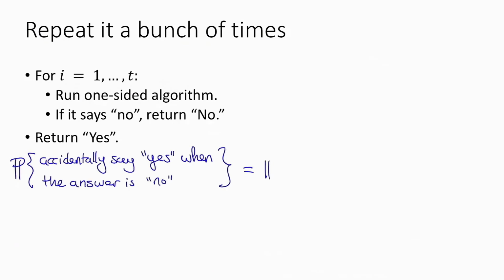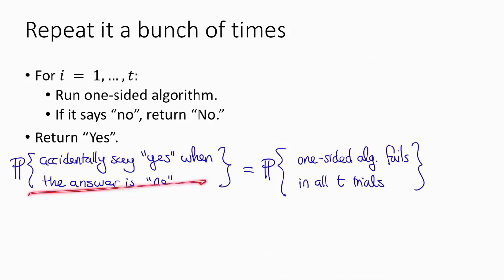More precisely, the probability that we accidentally say yes is the probability that this one-sided algorithm fails in all t trials. That is at most (1 minus epsilon) to the t, because the probability that it fails once is maybe not so small, 1 minus epsilon, but the probability that it fails t times independently is that raised to the t. And this is quite small.